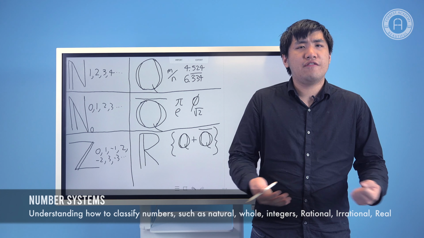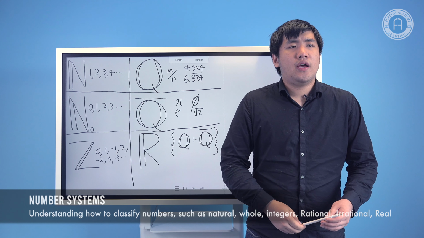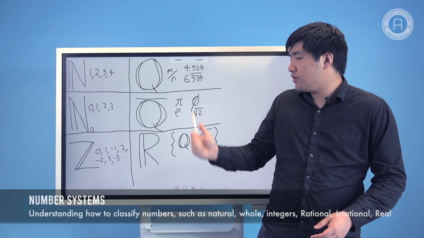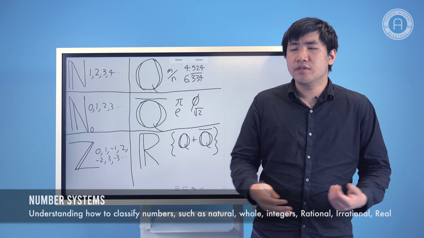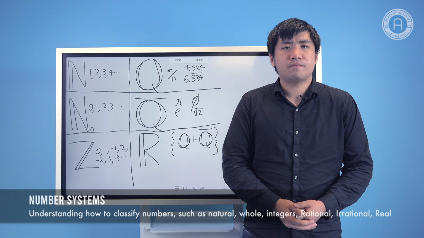For instance, a very famous irrational number you've seen is pi. And for the others you may or may not have seen, e and the golden ratio, those are also irrational numbers. And the square root of 2 is also an irrational number.